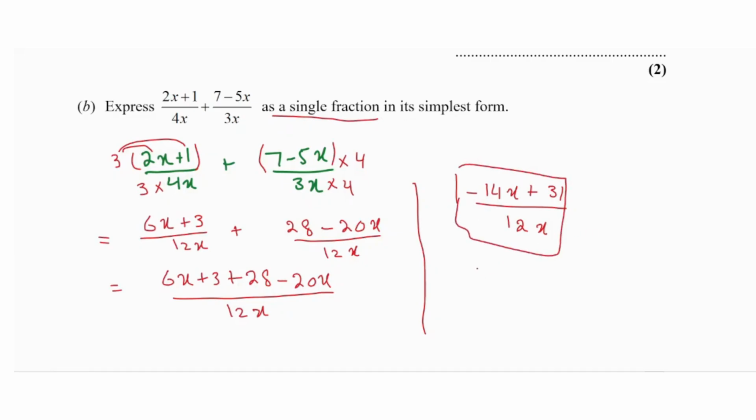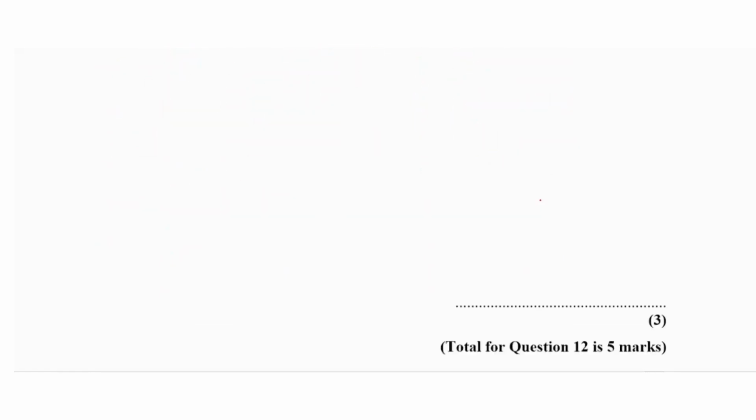So the question says as a single fraction, so this is our single fraction. Okay, so you can also write it in this way as well: 31 minus 14x over 12x. It doesn't make any difference. So this is a simple 3 mark question. You just need to follow the same rule. You need to make the denominator the same and use simple algebraic simplification and try to solve this question.